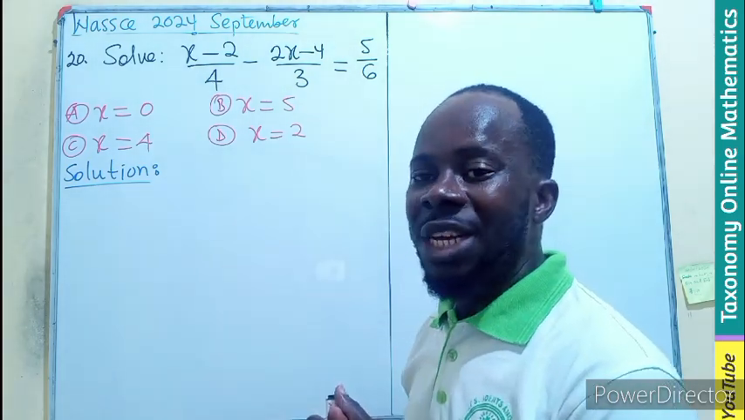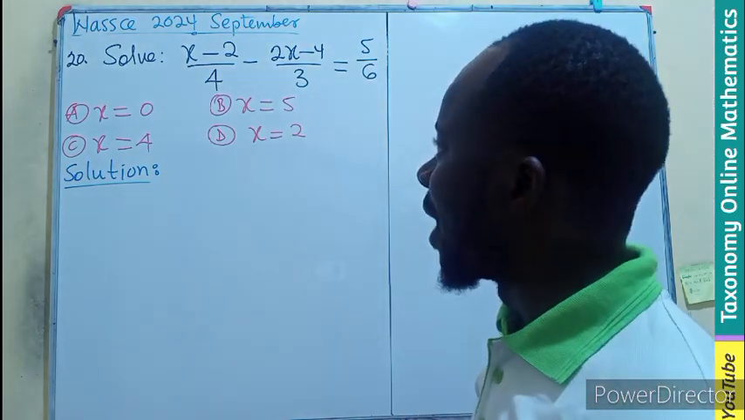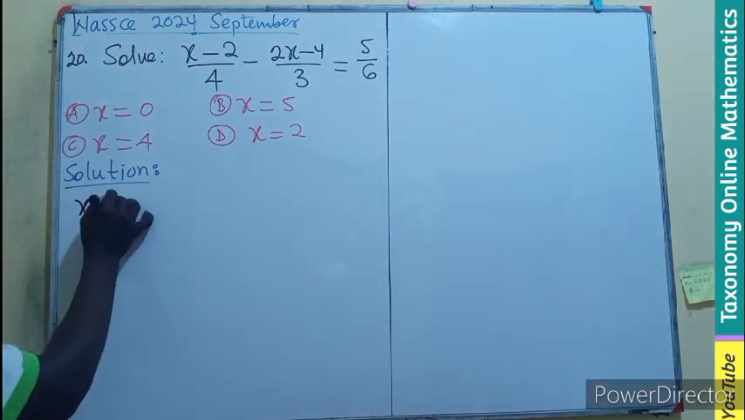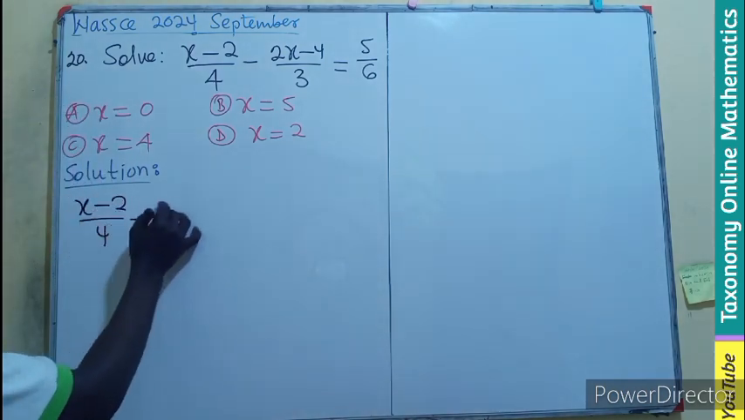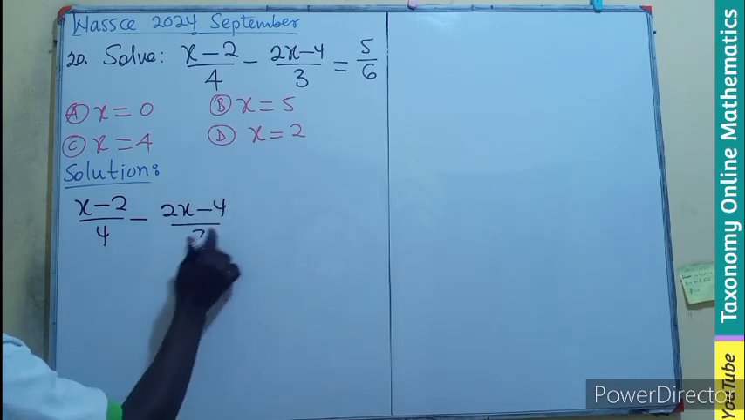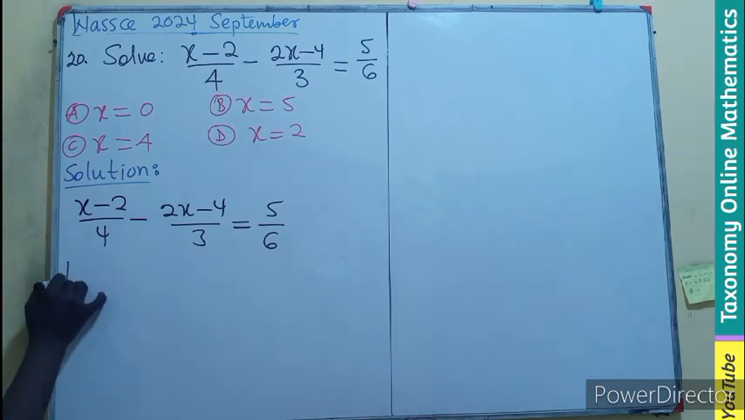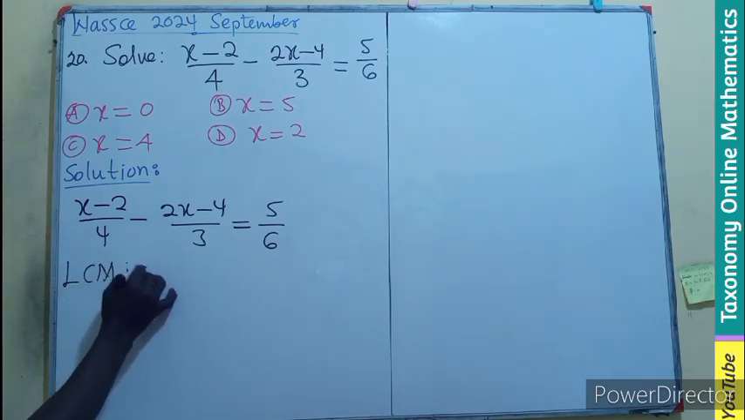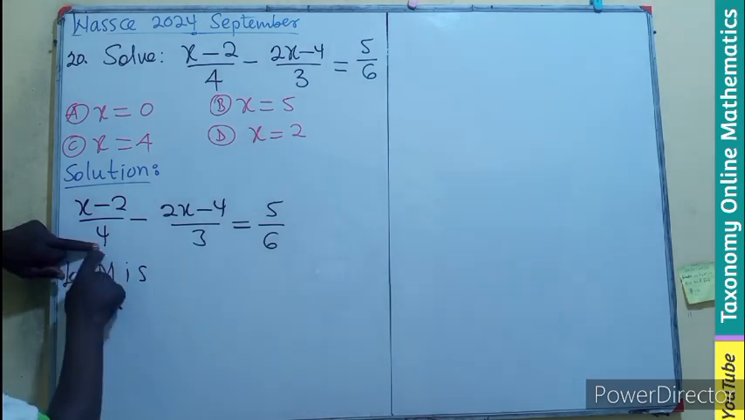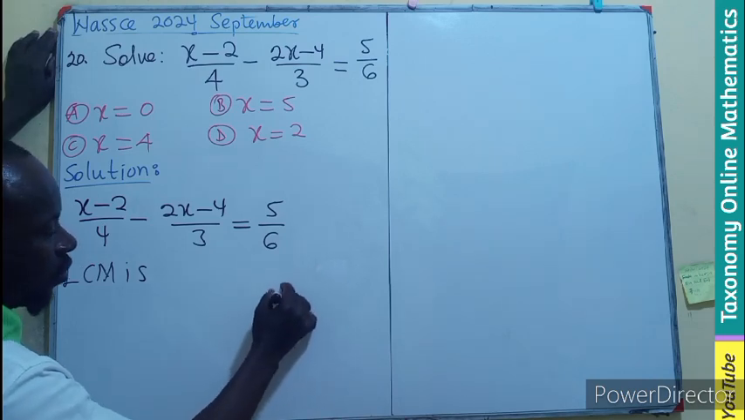Now this is WASSCE 2024 September edition. Let's see how we can provide an answer to this question 20. We have the equation (x - 2)/4 - (2x - 4)/3 = 5/6. So we know the LCM is going to be the LCM of 3, 4, 4, 3, and what? 6.